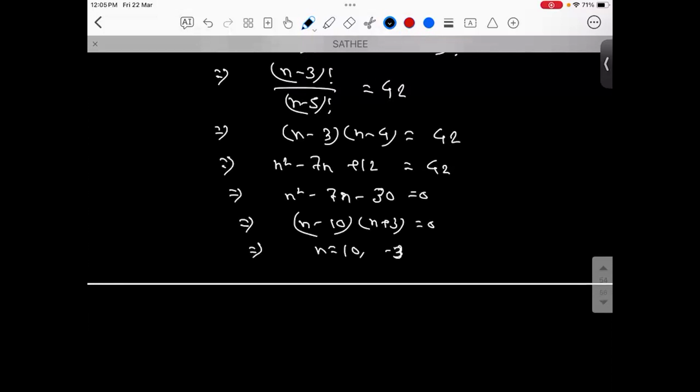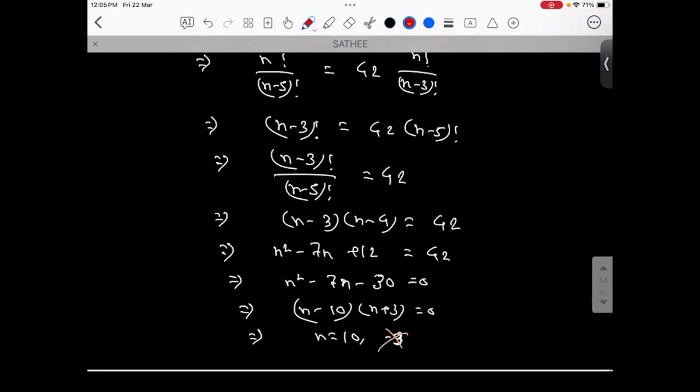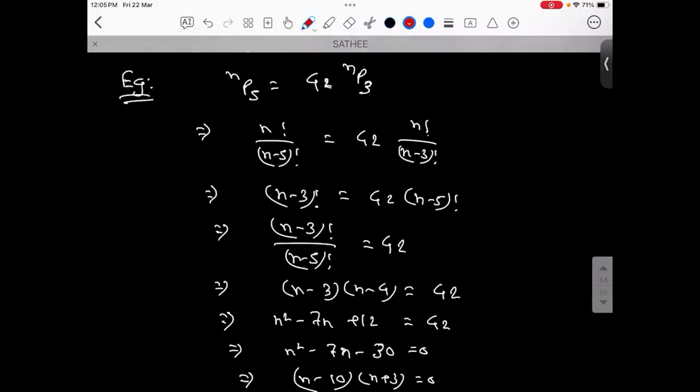Now we know that n should be a natural number, and a natural number is positive. So obviously minus 3 cannot be the case. So n equals 10. They can ask this kind of problem using the permutation formula, and you can easily calculate the value of n by just using the formula and proper calculation.